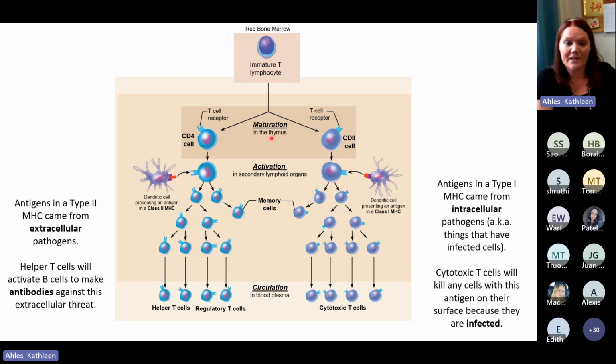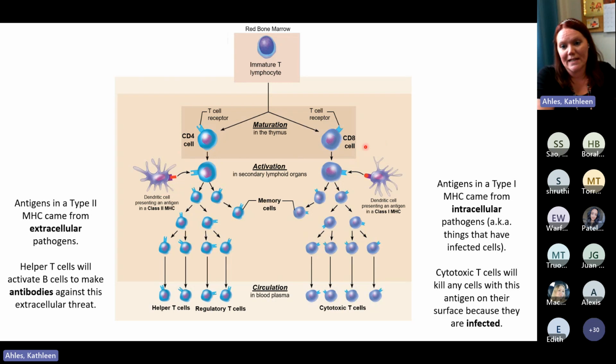So I'm in the thymus, I have a CD4 receptor. That receptor plugs into class 2 major histocompatibility complexes. Those are full of antigens that came from things that are outside of my cells. I'm going to help activate B cells, or I'm going to regulate, make sure that I don't over-attack parts of my body based on being exposed to this. That's if I have CD4.